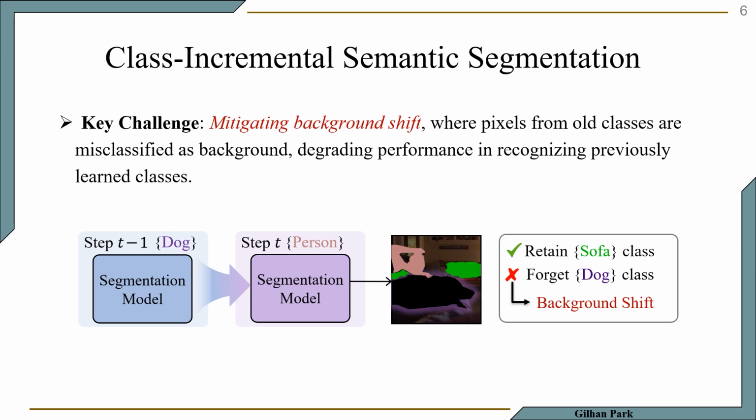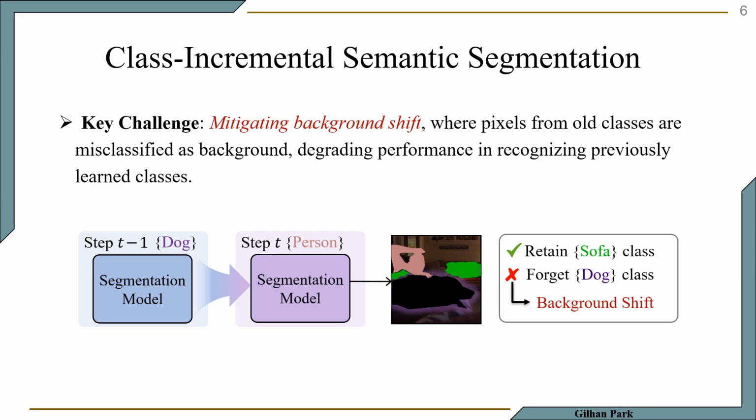This issue occurs because when we update the model with new data, we can retrain it from scratch or use all the original data. So, we have to transfer the knowledge, or the weights, from the old model to the new one. However, during this process, some pixels that belong to old classes might be wrongly labeled as background.